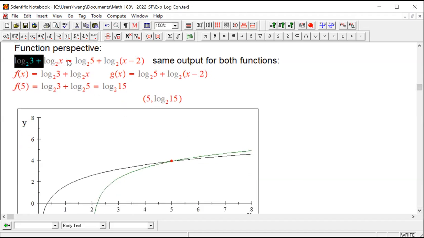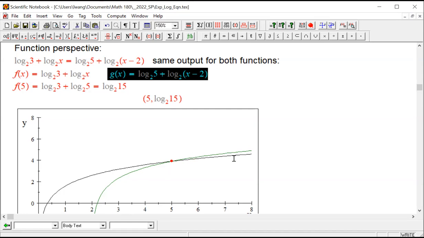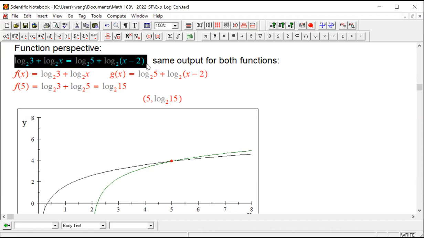If you look at the left-hand side and the right-hand side, I make the left-hand side one function and the right-hand side another function. I graph these two functions, f and g, in different colors. So what does this equation say? It says that the outputs of these two functions are the same.